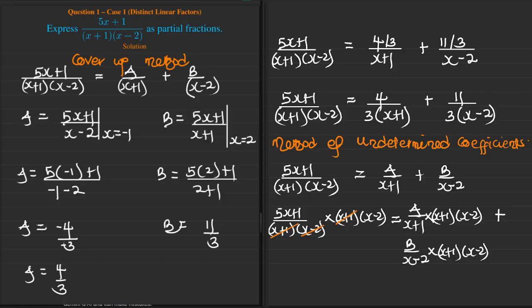X minus 2 takes out x minus 2. And then for this section, we have x plus 1. So x plus 1 takes out x plus 1. Then x minus 2 also takes out x minus 2. If you want to write what you have left, for the left-hand side, we have 5x plus 1. And then for the right-hand side, we have a into bracket x minus 2, then plus b into bracket x plus 1.